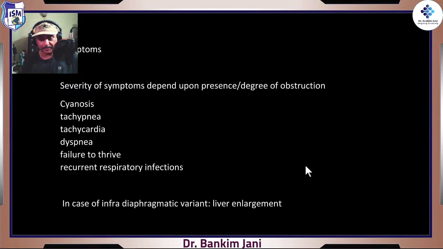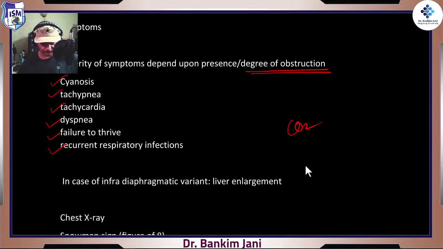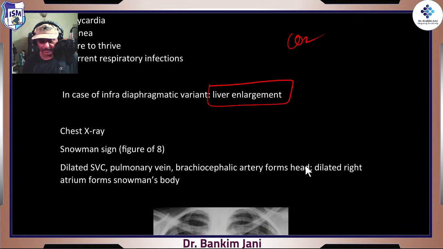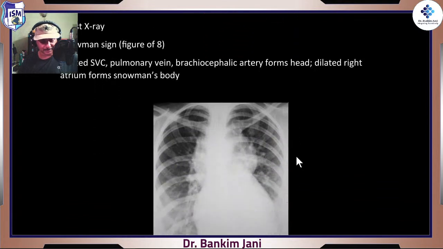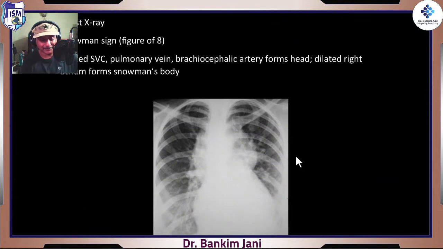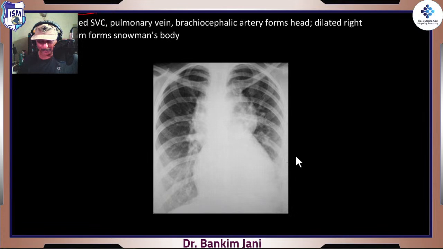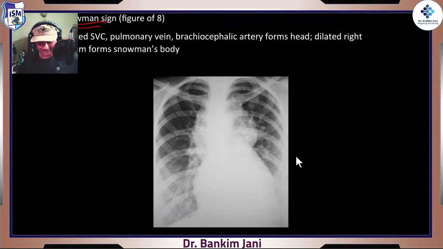The severity of symptoms again depends upon the presence and degree of obstruction. Cyanosis, tachypnea, tachycardia, difficulty in breathing, failure to grow, recurrent respiratory infection, because everywhere there is mixed blood. And the liver would be enlarged when it is opening into that portal system. Chest x-ray shows the snowman sign. This is called the snowman. Christmas was nearby and this is like a snowman.